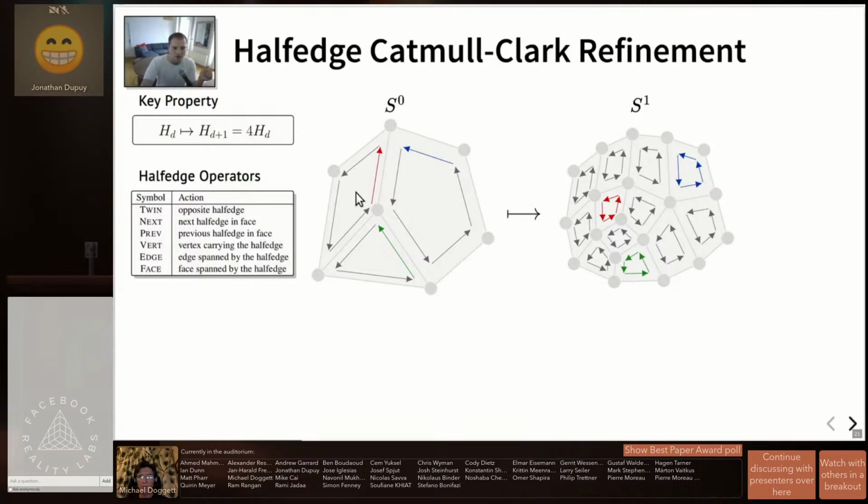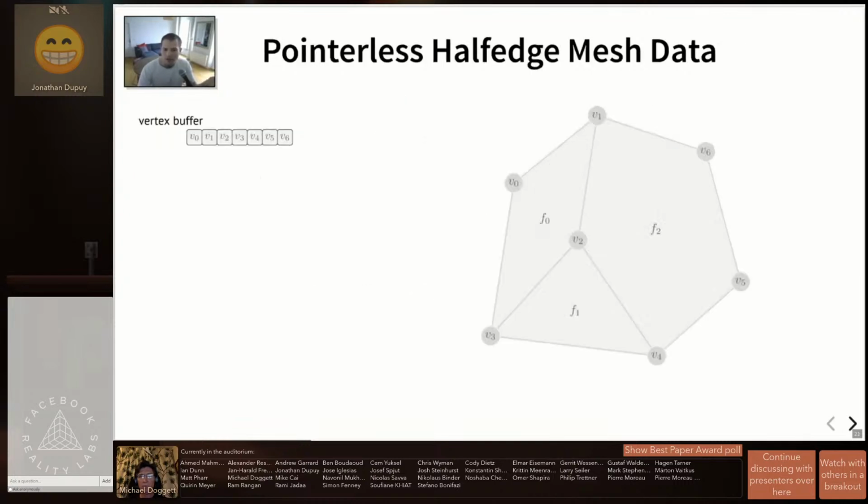So to derive our implementation, we had to provide a way to evaluate these operators. Usually these are done using C++ pointers. Typically, most open source libraries rely on this. But for a GPU, this isn't practical. So what we did in the paper was to introduce an indexed base polygon mesh representation that works as follows.